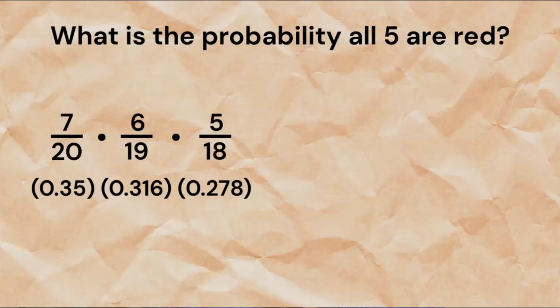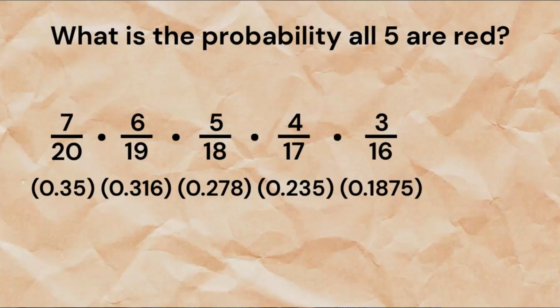Then for the third marble, we have 5 red out of 18 left. That drops down to 0.278 or 27.8%. The fourth marble has a 4 out of 17 chance of being red. And the fifth and final marble has a 3 out of 16 chance of being red. So we see how the probability has changed quite a bit for getting a red marble, because we're not replacing. That's going to give us a total end result of 0.00135, or about 0.135% chance that we're going to get all 5 red marbles.